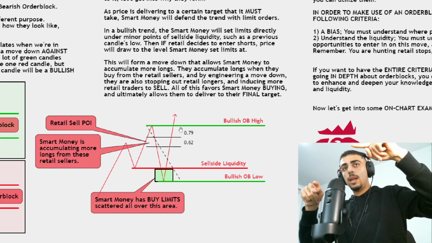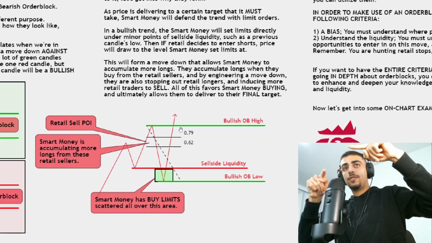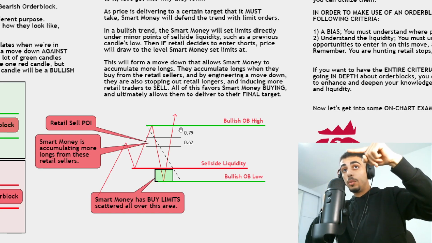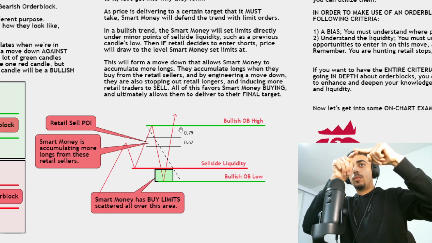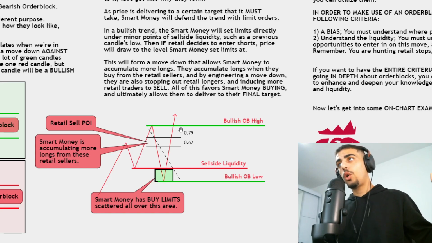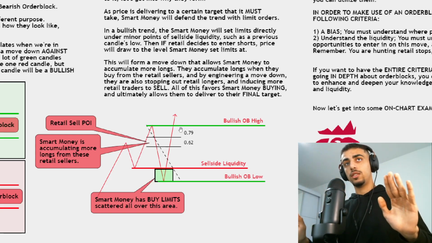So I'm going to set limits below it, and then if retail decides to sell here a lot, boom, move down, and then I buy it back up. Boom, move down, then I buy it back up. Boom, we take the target. Once we take the target, it's irrelevant, okay?